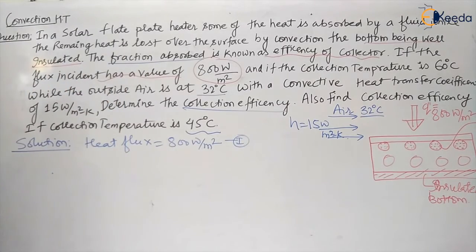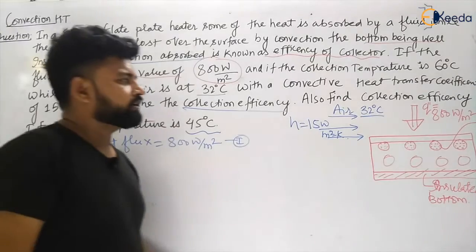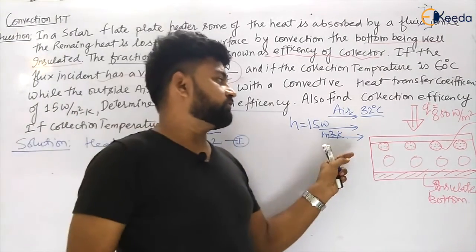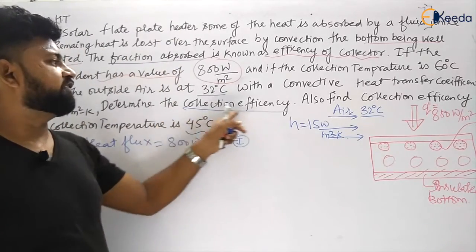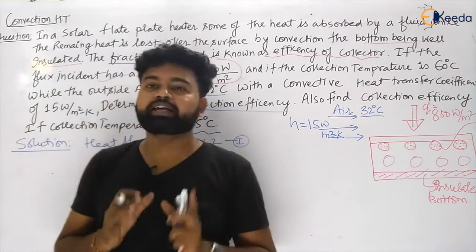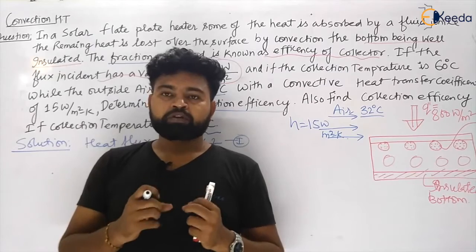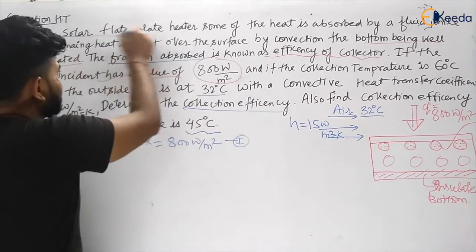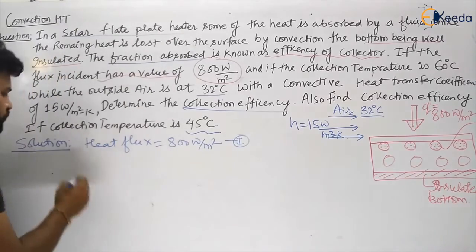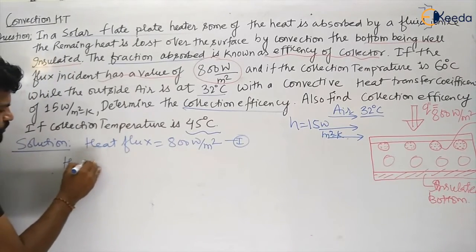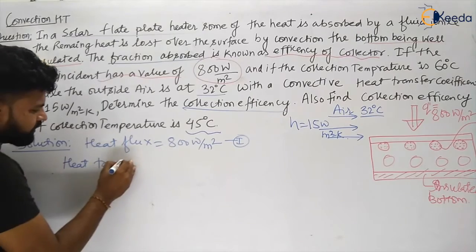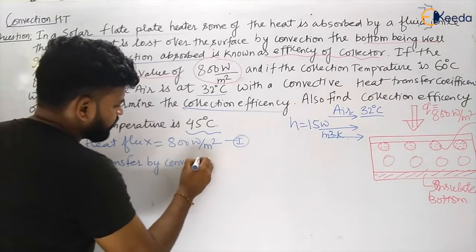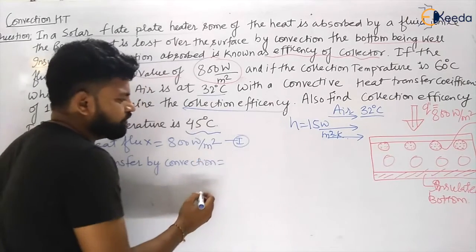So what will be the heat transfer by convection? If we calculate the heat transfer by convection, in this case we can easily calculate the collection efficiency, because then we will know the total heat collected by the solar flat plate heater. So what will be the heat transfer by convection, my dear students? Heat transfer by convection is given by Newton's law of cooling.